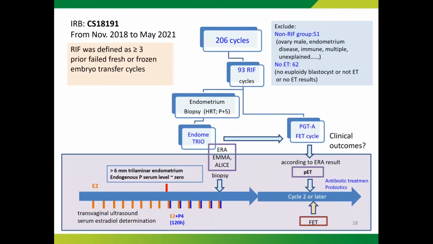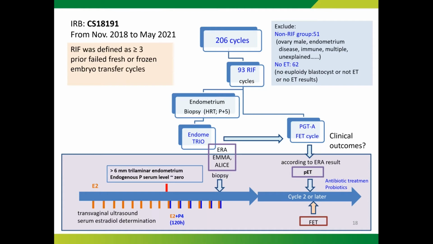This study was approved by the Institutional Review Board of Chung Shan Medical University Hospital, Taichung, Taiwan. For a mock cycle, we did a pilot frozen blastocyst transfer cycle that included an endometrial tissue biopsy for the implantation window prediction by endometrial receptivity analysis gene expression profile and microbiota analysis. There were 206 endometrial testing cycles during November 2018 to May 2021. 62 cycles didn't transfer embryos because there was no euploid blastocyst.